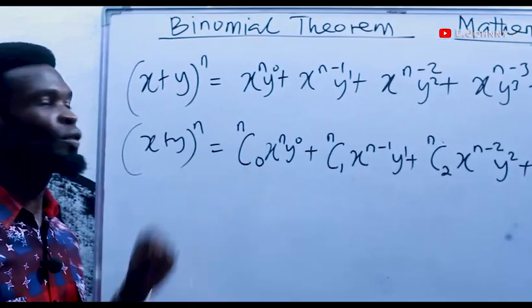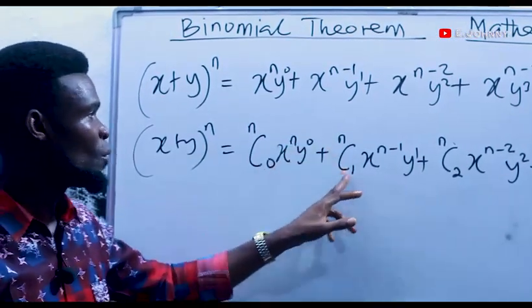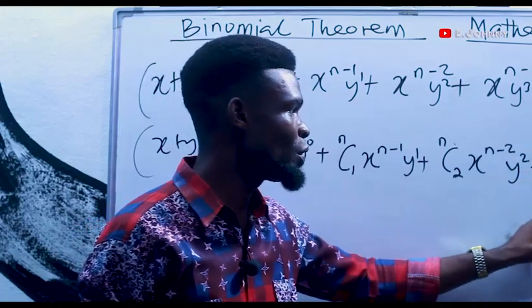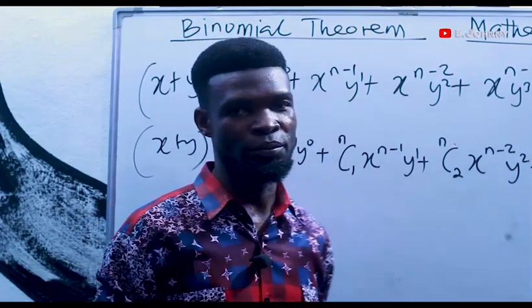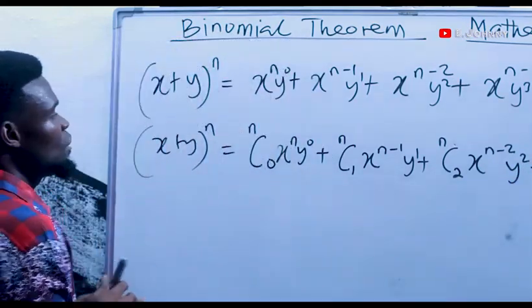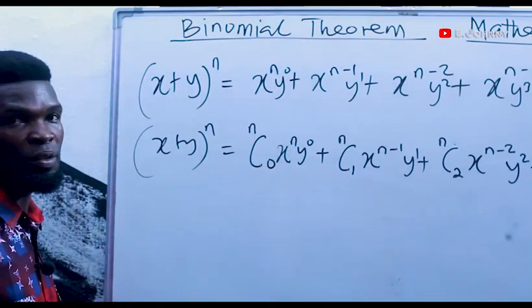So I have n combination 0, n combination 1, n combination 2, n combination 3, 4, and so on. Now let's work on the coefficient, which is where I'm interested in.